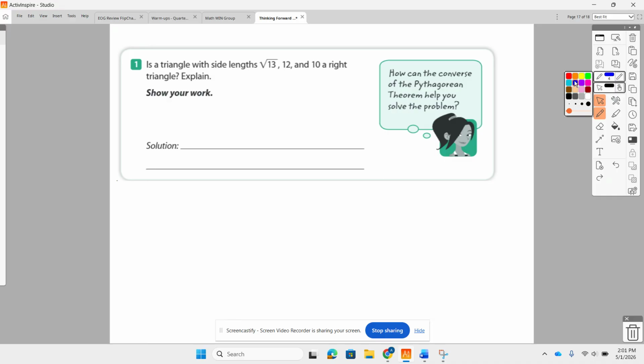It says, is a triangle with side lengths square root of 13, 12, and 10 a right triangle? Remember, to determine if it's a right triangle, it has to follow our theorem: a squared plus b squared has to equal c squared. Remember, the a and the b can be interchanged, but c has to be your longest side.